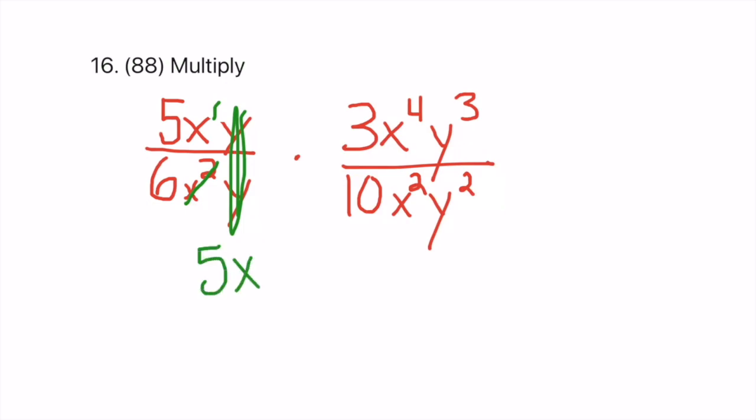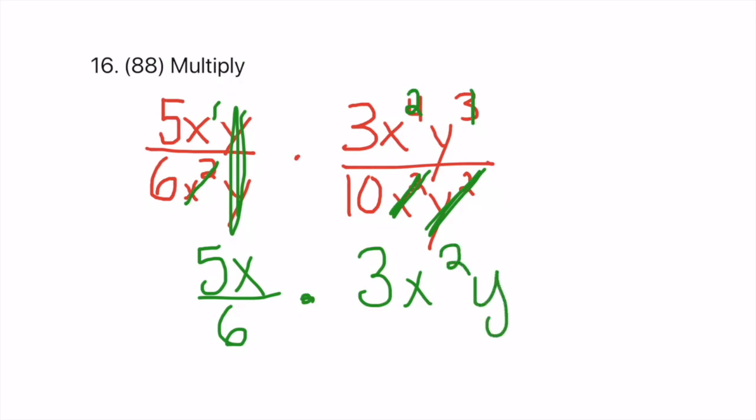So we have 5x over 6 now times. Now let's look at what we can reduce on the second fraction. The x to the 4 and x squared. 4 minus 2 would be x squared, and it's going to stay up on the top since there were more there to begin with. And then the y3 and y2. 3 minus 2 is 1, so that's going to become a 1. It's going to stay on the top because there were more there to begin with. So we have 3x squared y over 10.